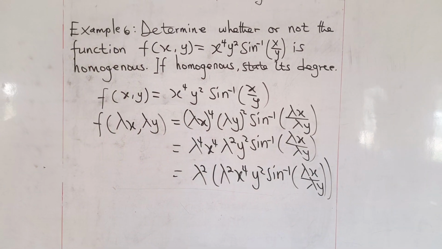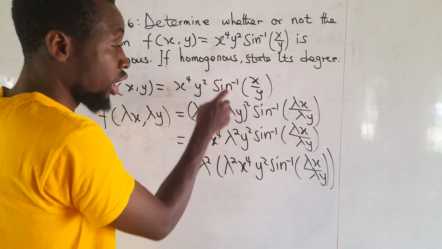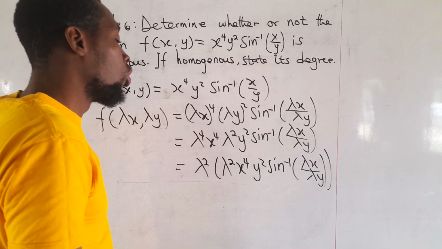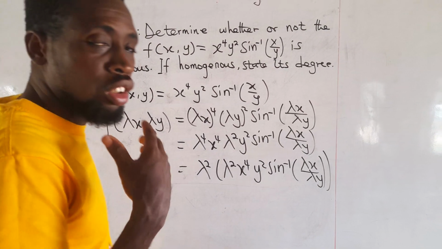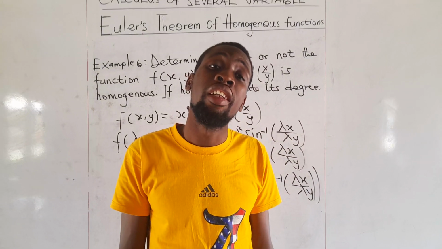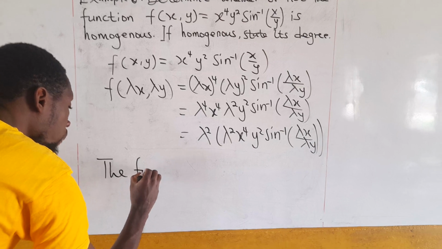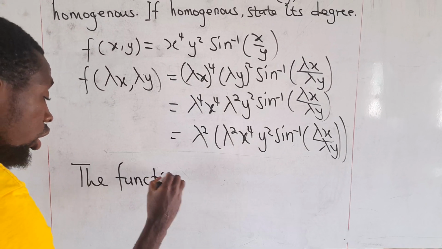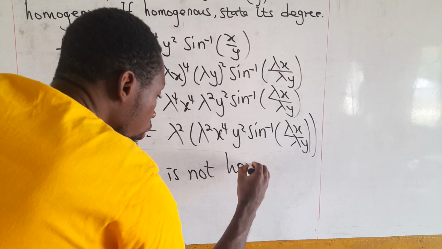Now what happens? After I factor out, check whether you got the function back. This function and this, are they the same? No. As far as they are not the same, then we say the function is not homogeneous. And if it is not homogeneous, it will not have any degree. So we say the function is not homogeneous.